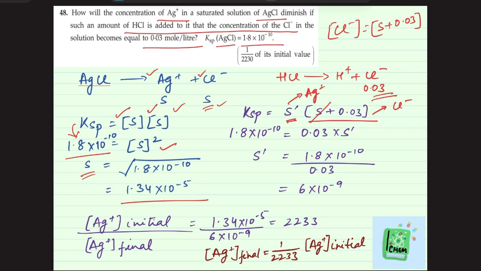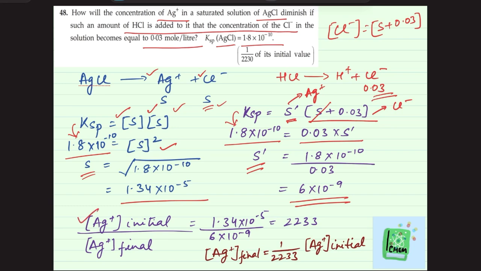Neglecting S, the equation becomes, this is the value of Ksp, that is solubility product, 1.8 into 10 to the power minus 10 is equal to 0.03 into S dash. So value of S dash will be equal to 1.8 into 10 to the power minus 10 divided by 0.03, which is equal to 6 into 10 to the power minus 9. This is the solubility of silver chloride when HCl is added to the saturated solution of silver chloride. Or you can also say this is the concentration of silver ions when HCl is added to the saturated solution of silver chloride.